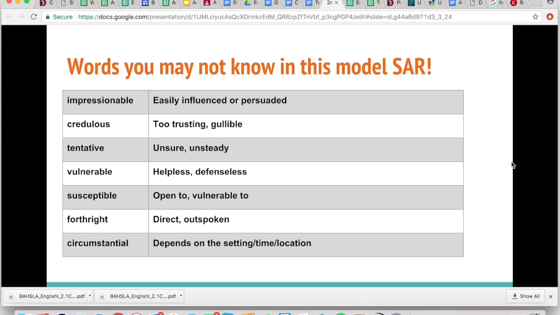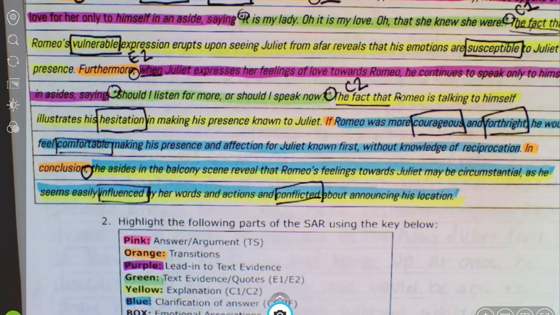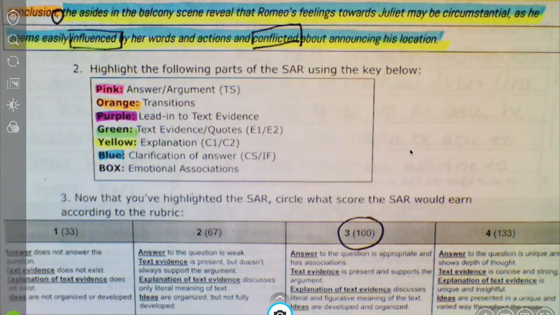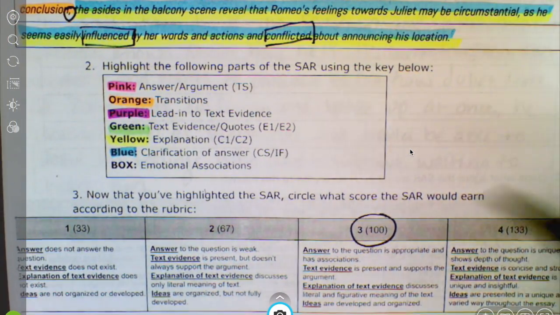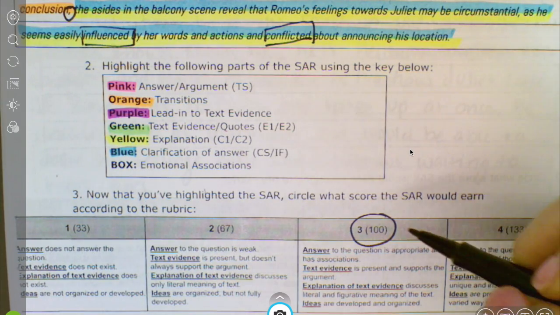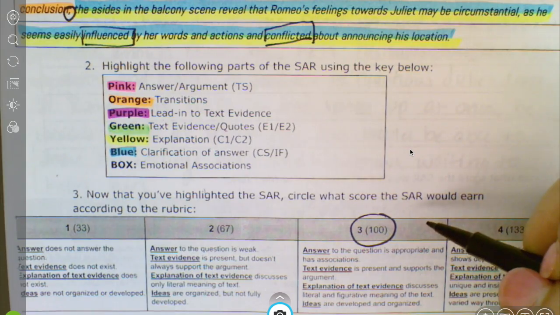Okay? So I'm going to bring us back to the document. And I'm going to take us to the bottom part here with that rubric. Now you can see that I have scored it a 3. So you should have also scored this a 3. Now I'm going to explain to you why it's a 3, all right?